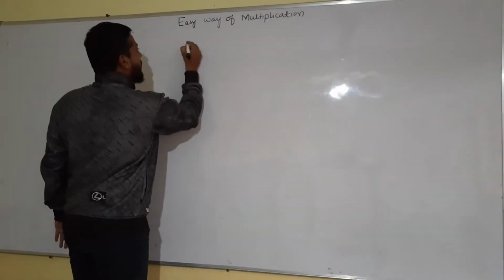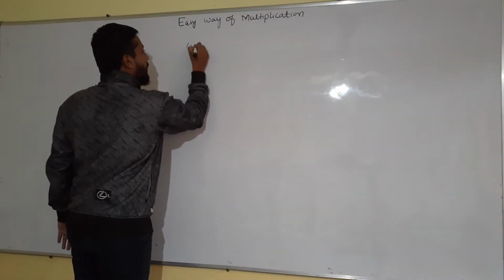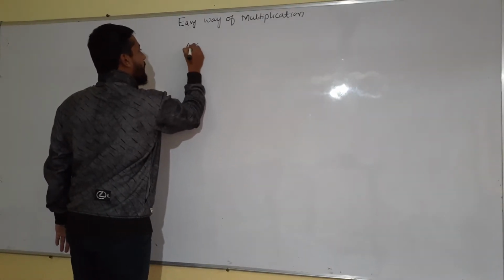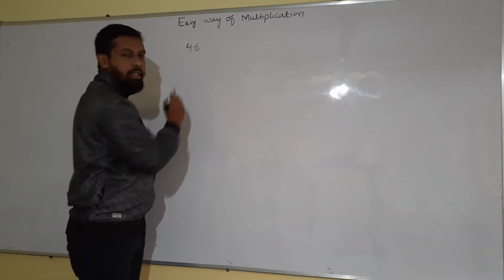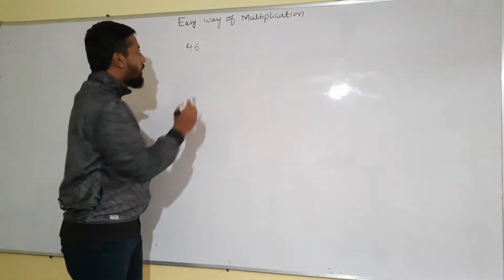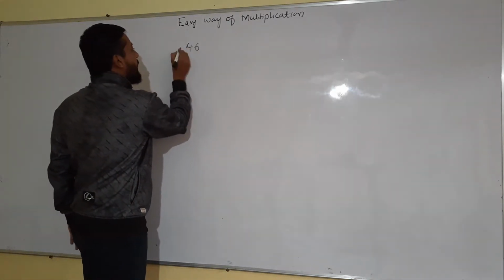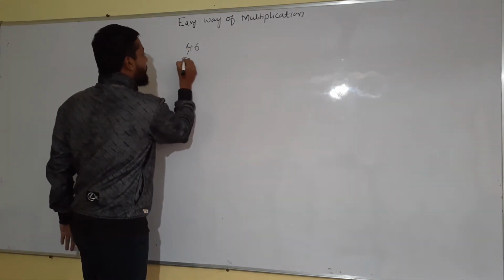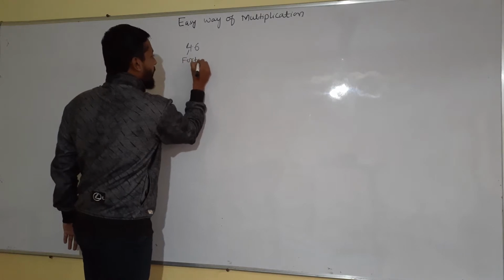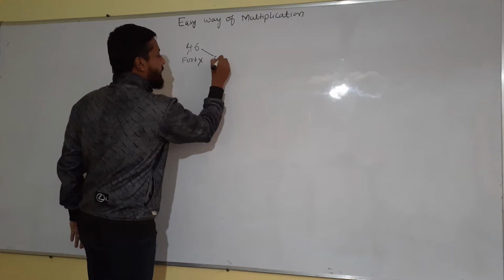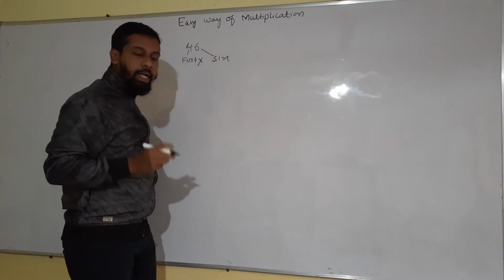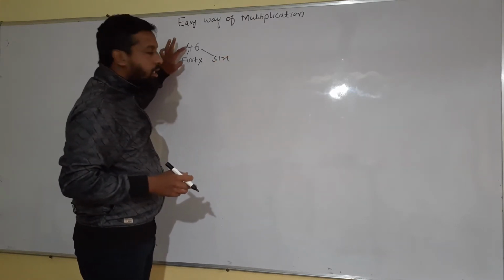Suppose this is a two-digit number. We used to write 46. So this is 40 and this is 6. So we used to read it like this: 46.